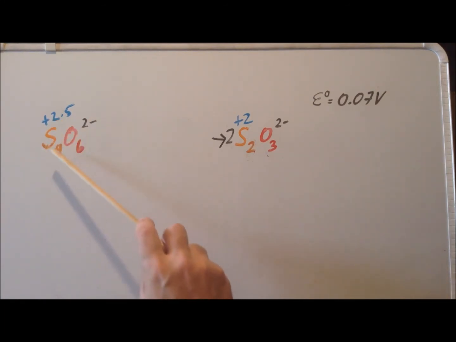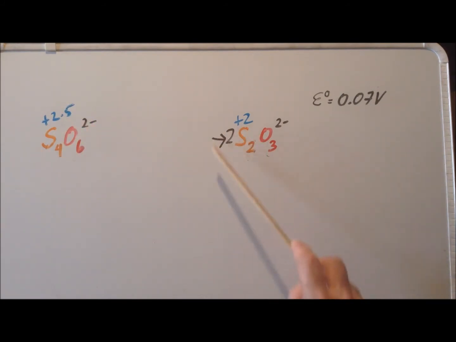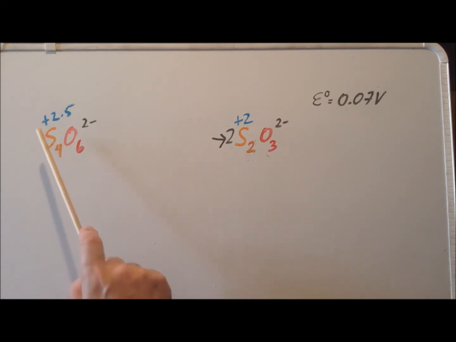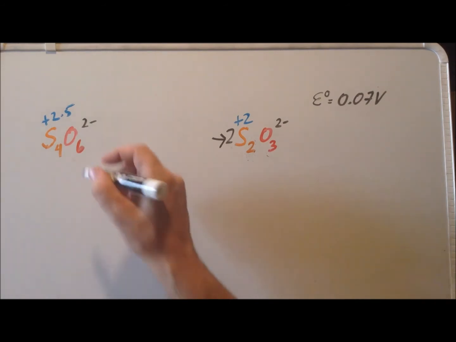So the 4 sulfurs together count as plus 10, whereas the 4 sulfurs together here, each of them counts as plus 2. There's 4 of them, so this is plus 8. So we're going from plus 10 to plus 8, and the only way this is possible is if we introduce 2 electrons. So we need to add 2 electrons in this particular reduction.